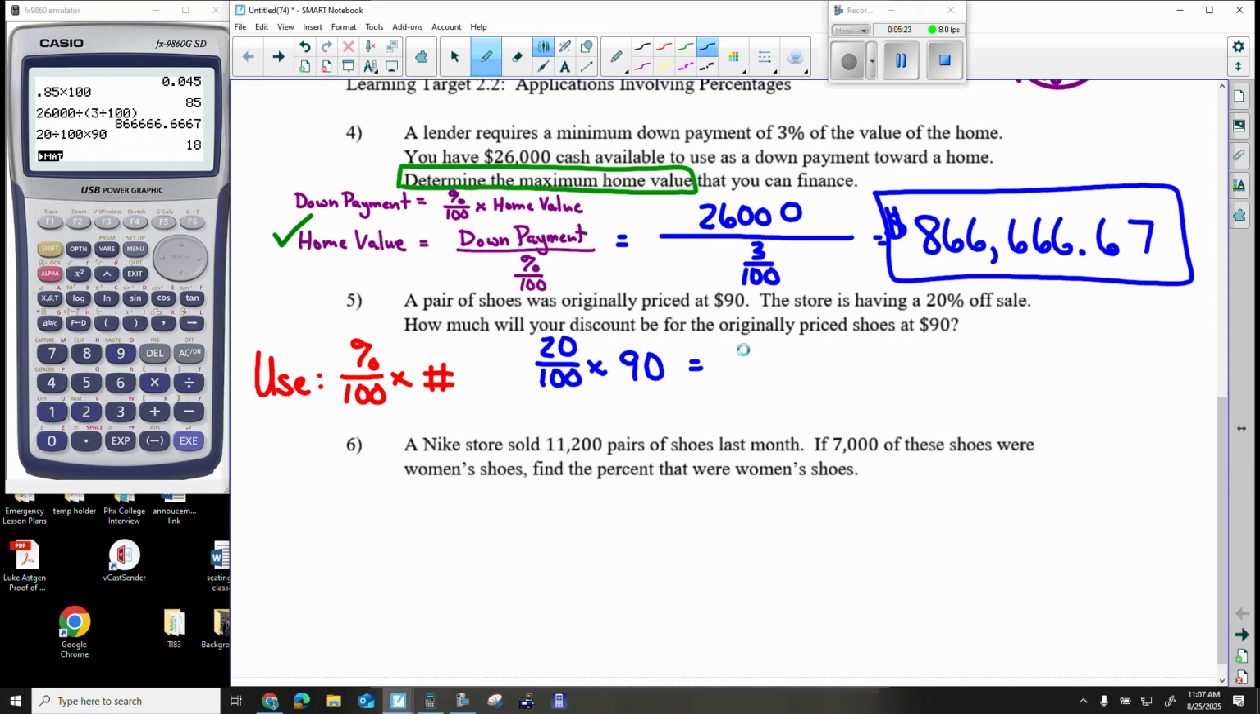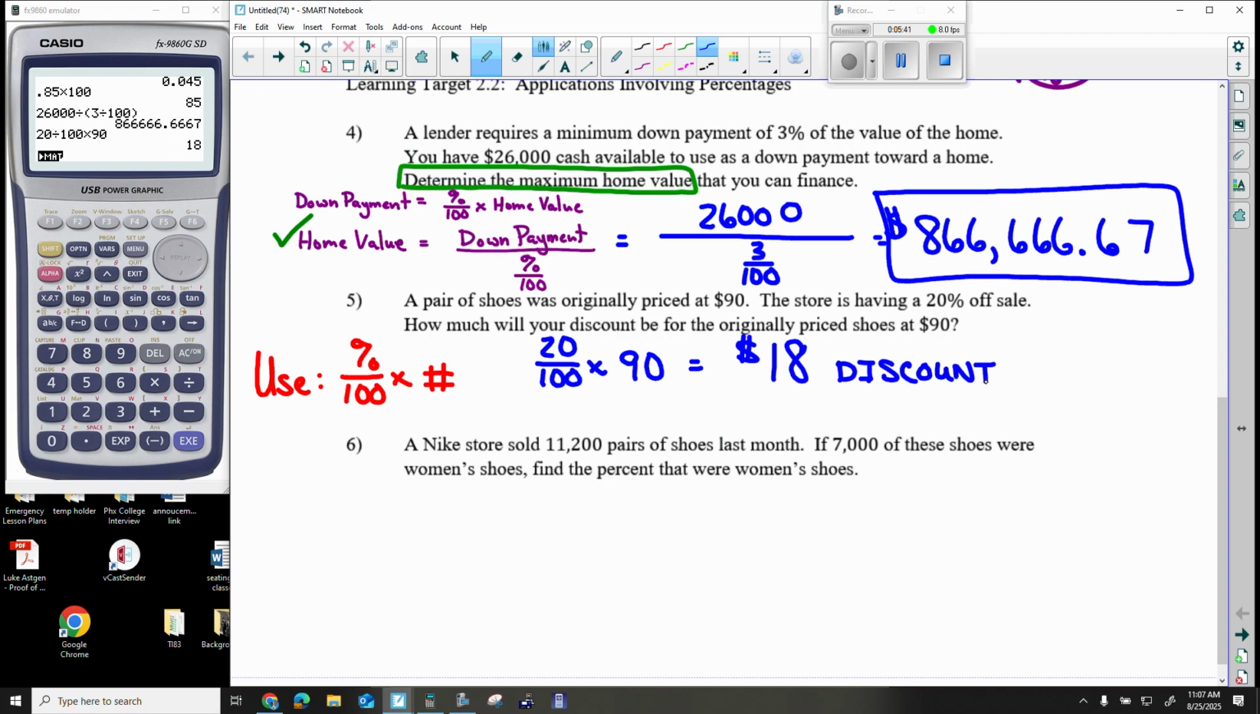Now, again, I'm not sure exactly what question is going to be asked on the test, so I will prepare you for both. This would be the discount. This would be the amount that you get to take off.